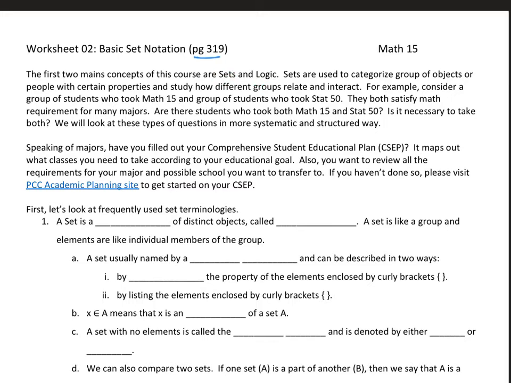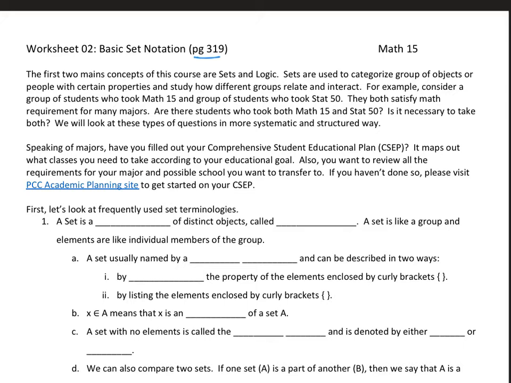Sets are used to categorize a group of objects or people with certain properties and how these different groups relate and interact. For example, consider a group of students who took Math 15, like this class, and a group of students who took Stat 50, right? They both satisfy the math requirement for many majors. That's probably why you're taking this class. Are there students who took both Math 15 and Stat 50? Is it necessary that you take both? Can you just take one and not take the other one?